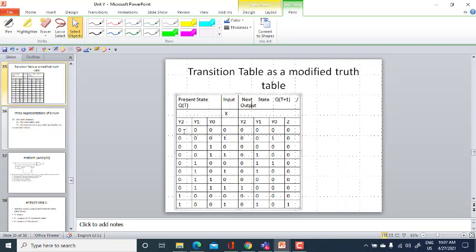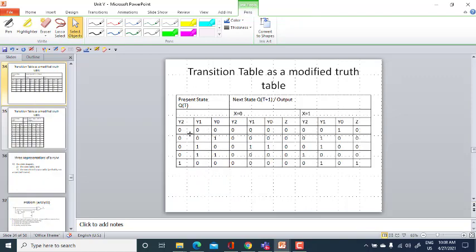See y2, y1, y0, 000. I'm taking the input here itself. Instead of two separate columns, I'm using the same column: x is equal to 0, x is equal to 1, x is equal to 0, x is equal to 1, like that for each different state. So for 000, when my input is 0, what is my next state and my output? This is how I can modify my truth table.